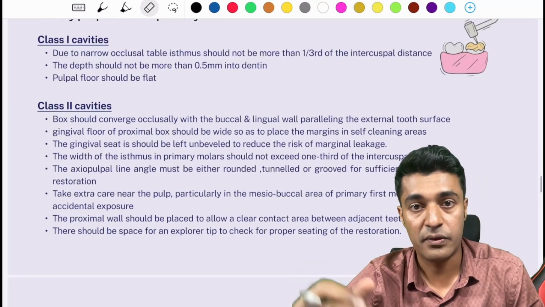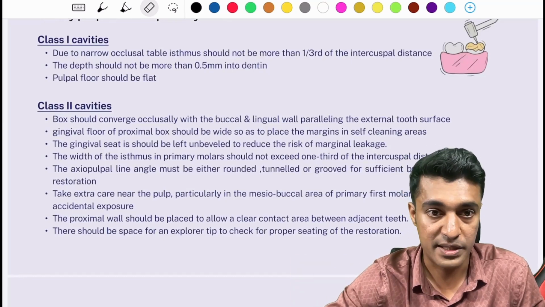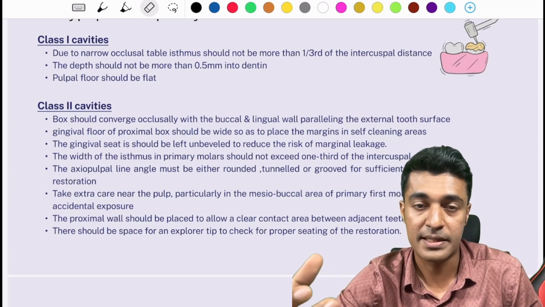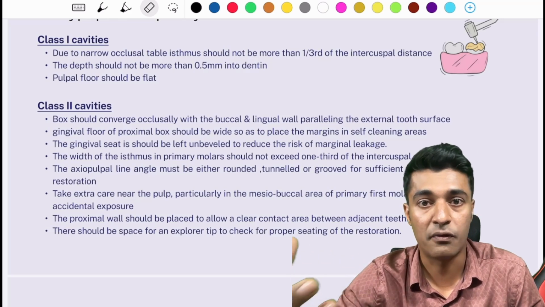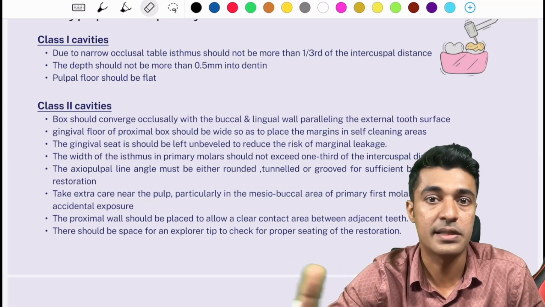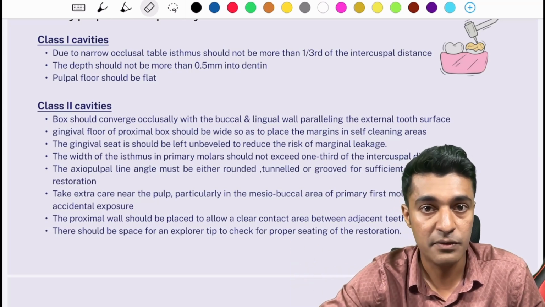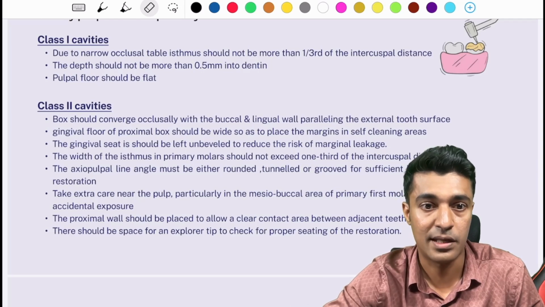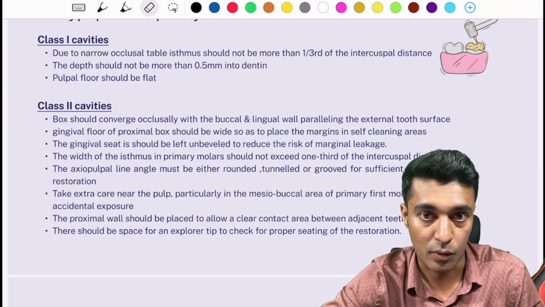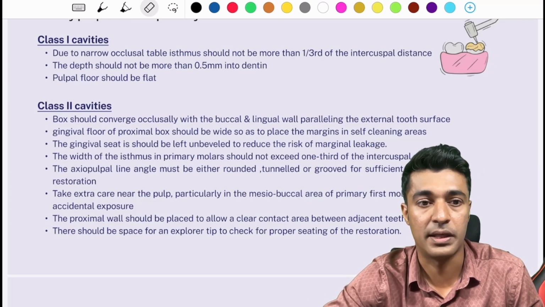The things that you have to remember during class 2 cavity preparation: the box shape that is created by the occlusal convergence of the buccal and the lingual walls should be kept parallel to the external surface as well. The gingival floor of the proximal box in class 2 should be placed in self-cleansing areas, either below the contact or depending on the extent of the caries.